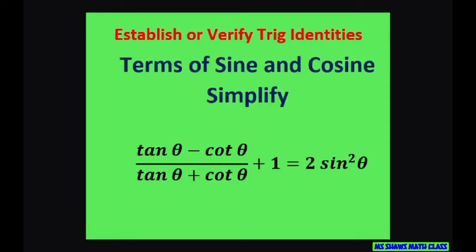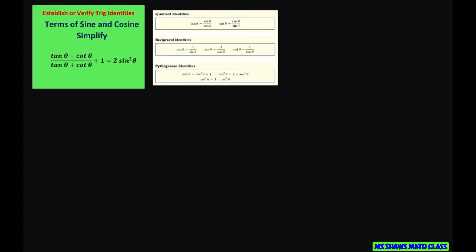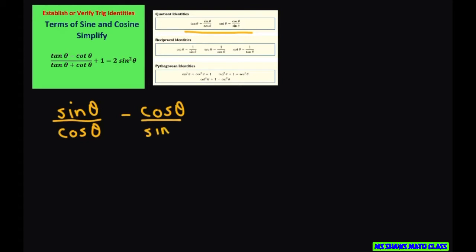One, we're going to verify this trig identity by writing in terms of sine and cosine for this left-hand side, and we want it to equal our right-hand side. So first, let's just break up tan and cotan using our quotient identities. So that's going to be sine of theta divided by cosine of theta minus cosine of theta divided by sine of theta. And the denominator is the exact same thing, but has a plus.